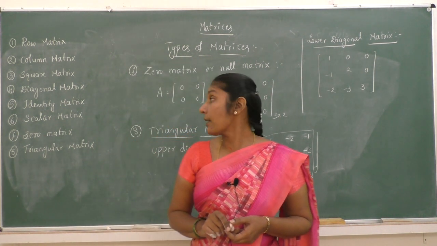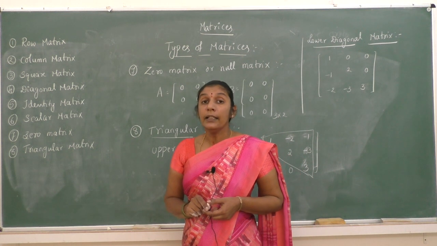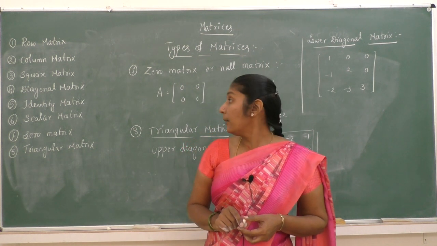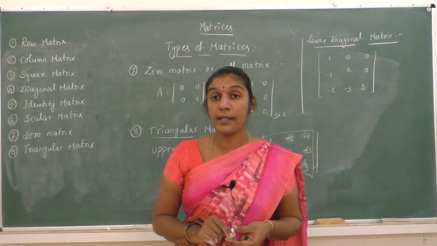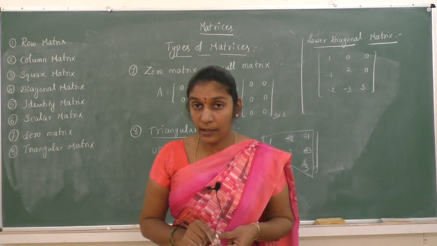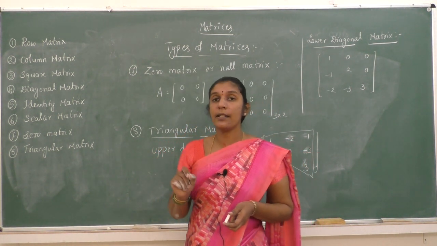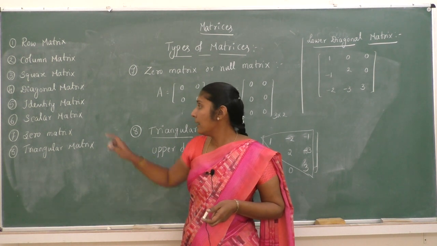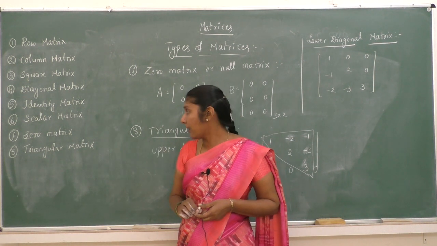So diagonal matrix anna, identity matrix anna hegu define maadabodu. Identity matrix is a diagonal matrix in which all the diagonal elements are equal to 1, is called identity matrix.